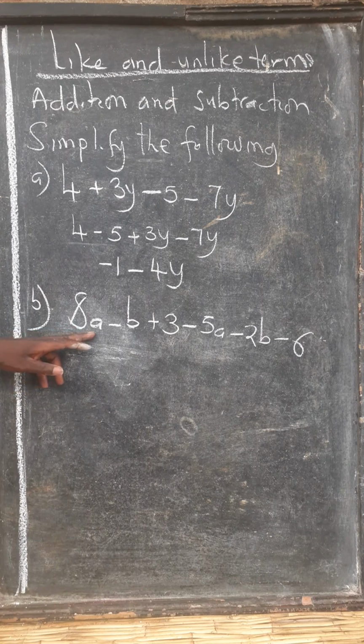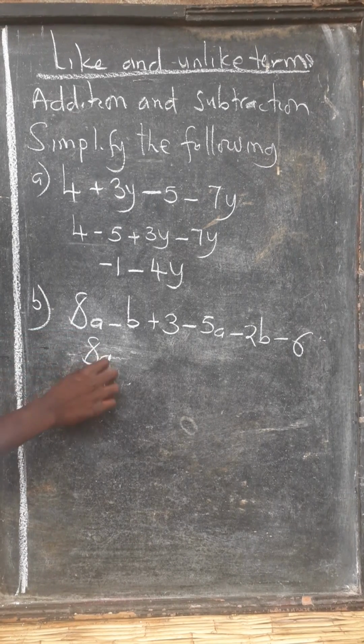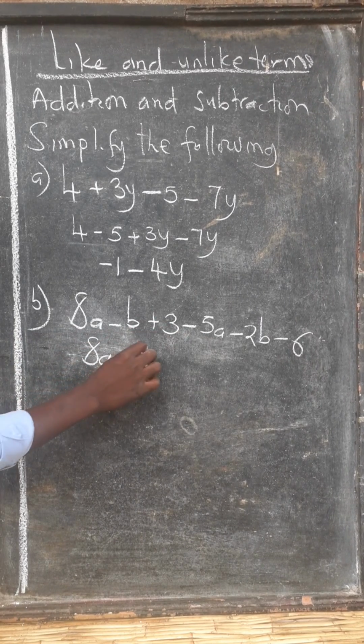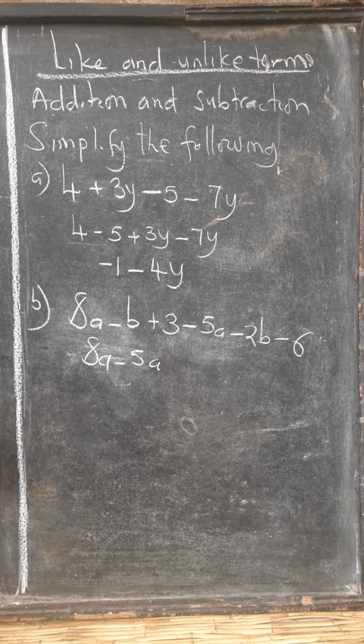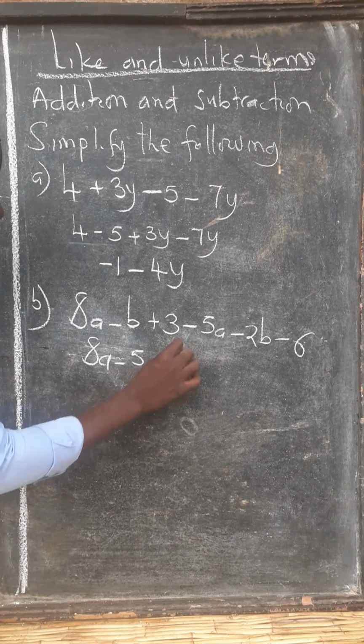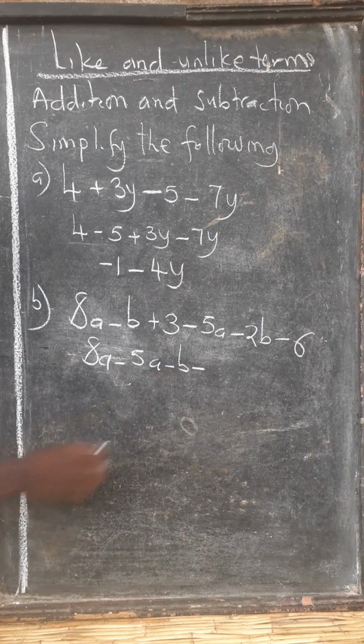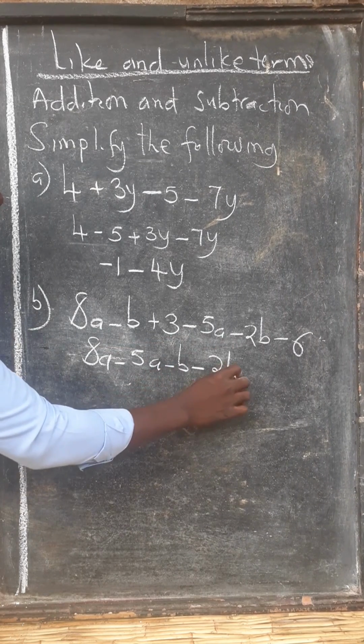So when we come to 8a, 8a can be paired with this part, with each sign, minus 5a. Okay? We come to b. Minus b has to be collected together with this one, plus c.